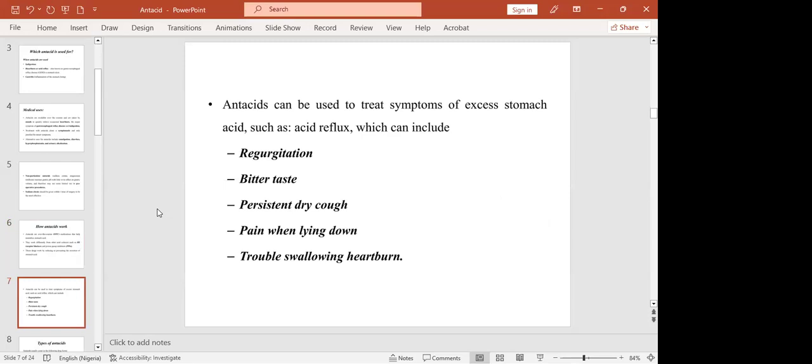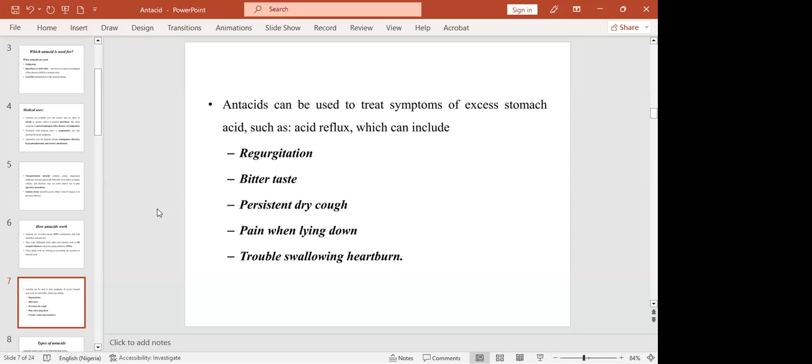So antacids can be used to treat symptoms of excess stomach acid, such as acid reflux, and such symptoms could include regurgitation, like you lie down and you feel that acidic something coming back to your throat that is peppery, that is bitter, that bitter taste that comes from someone who has a reflux, not the bitter taste of malaria. You know that thing flows down your throat and it's very bitter. Or someone who has a persistent dry cough from gastroesophageal reflux disease.